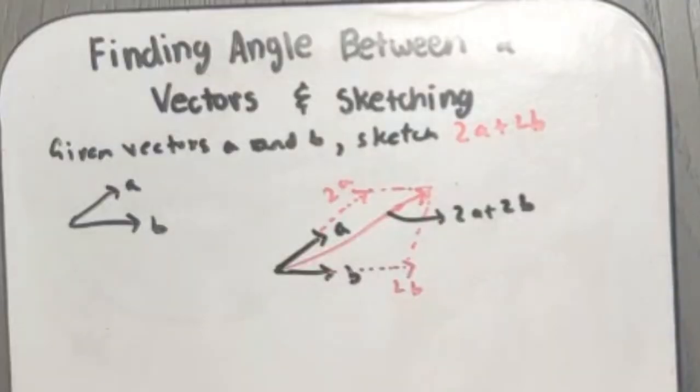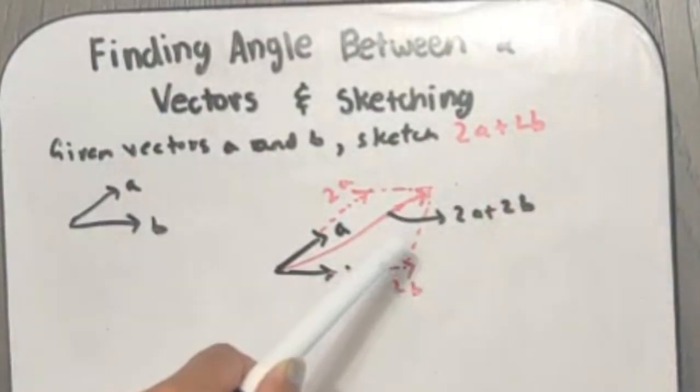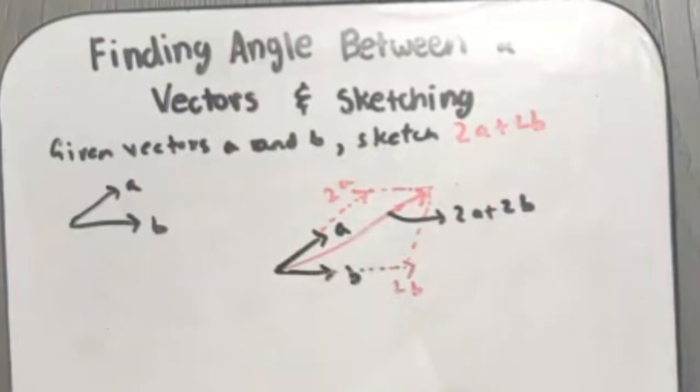You basically imagine copy pasting the vector in the same direction and magnitude, and then draw a horizontal and vertical line to see where they connect, and then draw a vector going up to that point. So in this case, our 2a plus 2b vector will look something like this. This is using the parallelogram method.